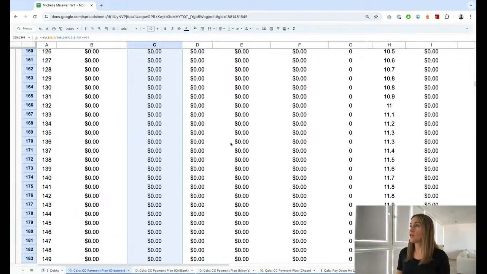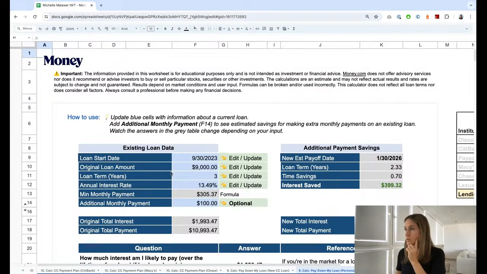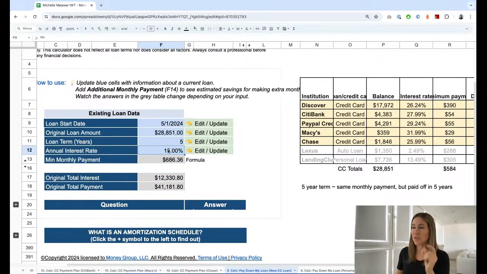Okay, so the credit card interest on the Discover card by itself for 5 years is $14,000 according to this calculator. Not necessarily the exact amount in a real-life scenario, but $14,000 just on one card alone. And the personal loan, even at a 15% interest rate, is estimated to be only $12,000.